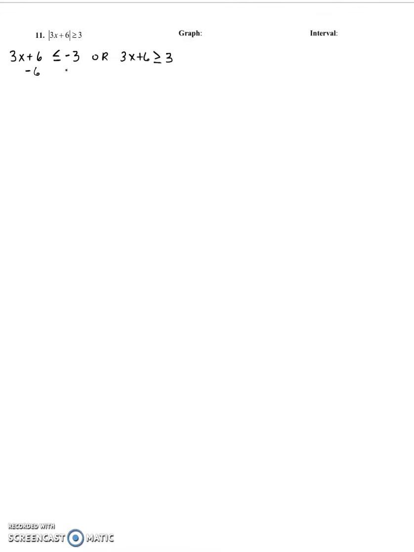Solving, we subtract 6 from both sides. We end up with 3x is less than or equal to negative 9. Divide both sides by 3. We have x is less than or equal to negative 3. Solving the second inequality, we subtract 6 from both sides. We have 3x is greater than or equal to negative 3. Divide both sides by 3. We have x is greater than or equal to negative 1.